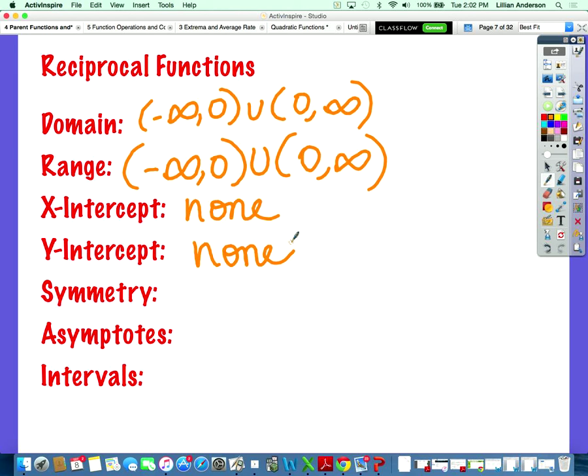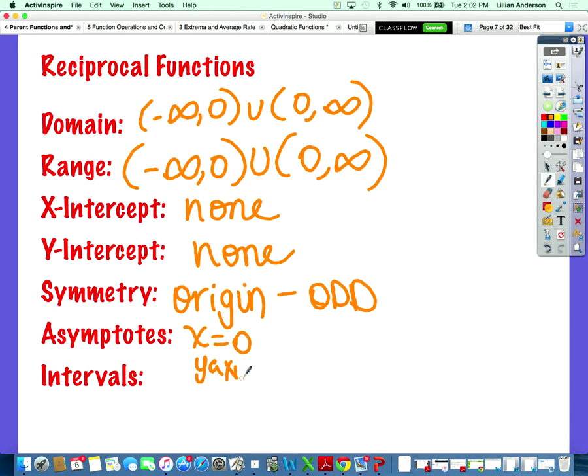What kind of symmetry do we have? Origin symmetry. Which means that this is what type of function? Even, odd, or neither? Odd. Remember, odd functions have origin symmetry. Asymptotes, you have two. You have x equals 0, which represents your y-axis, and y equals 0, which represents your x-axis. X equals is a vertical line, y equals is a horizontal line.